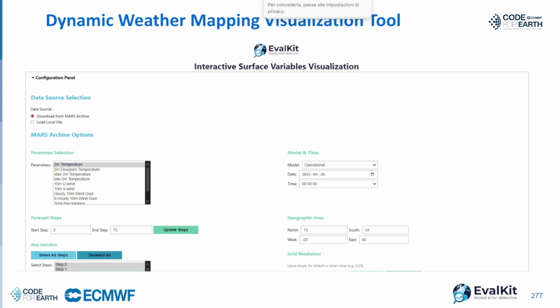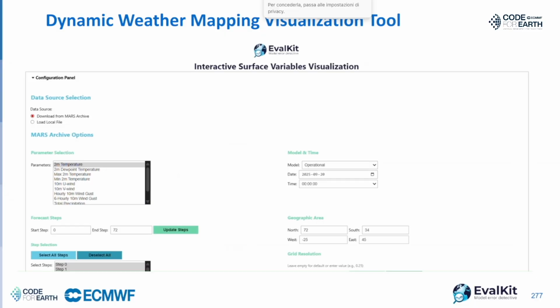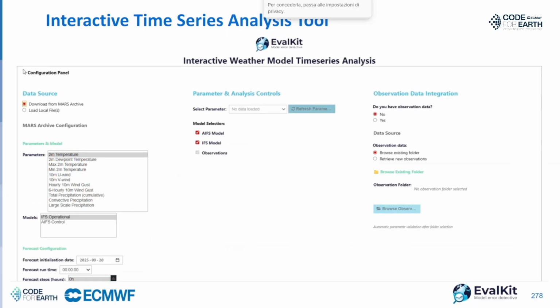Then we have the second tool. So the first tool was for probabilistic forecast. The second and third tools are for deterministic forecasts. So here we have time series analysis, which supports three types of comparison. The first one is comparison inter-model, so we can compare EIFS with IFS.